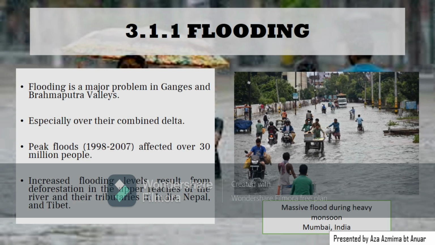For natural hazards, first is flooding. Flooding is a major problem in the Ganges and Brahmaputra Valley, especially over their combined delta. Peak floods from 1998 to 2007 affected over 30 million people. Increased flooding levels result from deforestation in the upper reaches of the river and their tributaries in India, Nepal and Tibet.